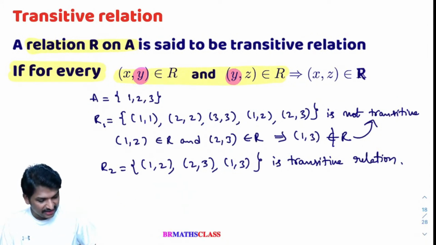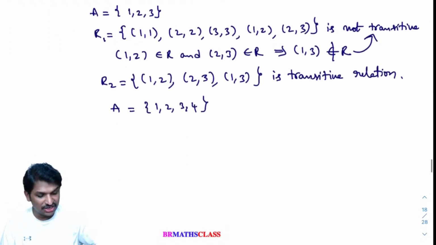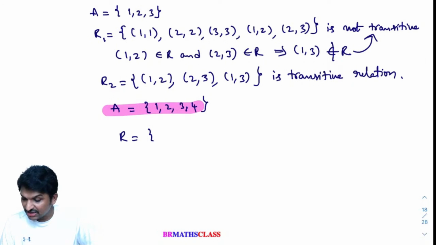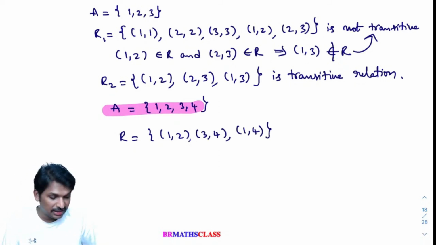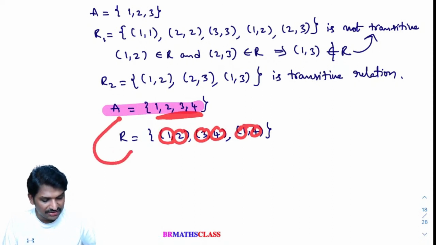Suppose set A is like this: 1, 2, 3, 4. I'll consider one relation on this set. R equals (1,2), listen to this carefully, this is important. (1,2), (3,4), (1,4). I have taken it like this. Now you can look, is it a relation on A? All the elements are taken from 1, 2, 3, 4, these elements only. So this is a relation on this set.